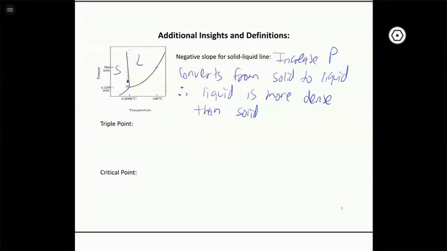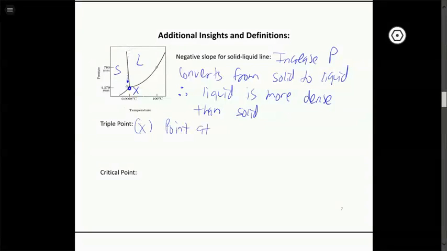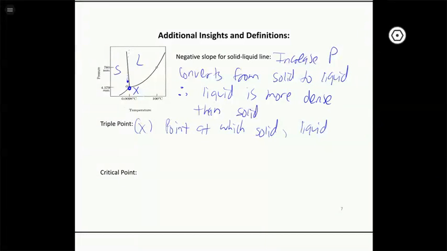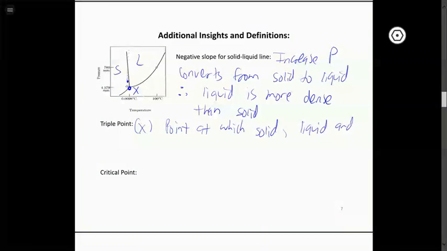We also have this point here called the triple point, which is where all of these lines intersect. It's labeled O, and I'll call it X just to make it a little bit more obvious. That's the point at which the solid, liquid, and gas coexist. Now, that doesn't occur at 1 atmosphere, so the triple point doesn't occur under normal atmospheric conditions, but at lower pressure, which is labeled here as 4.579 millimeters, you have a temperature at which the solid, liquid, and gas coexist.